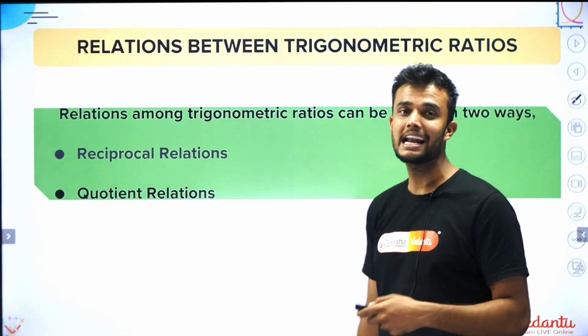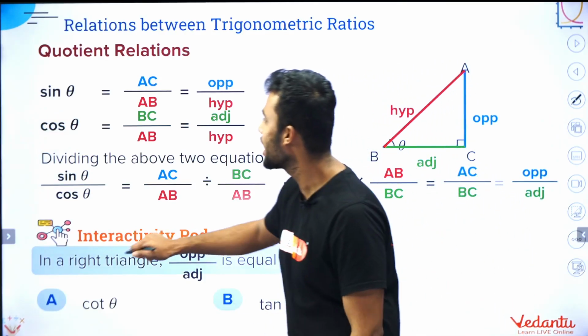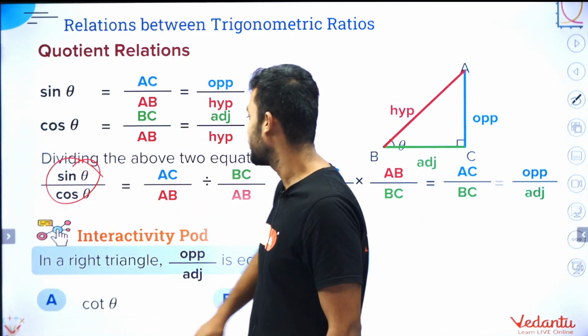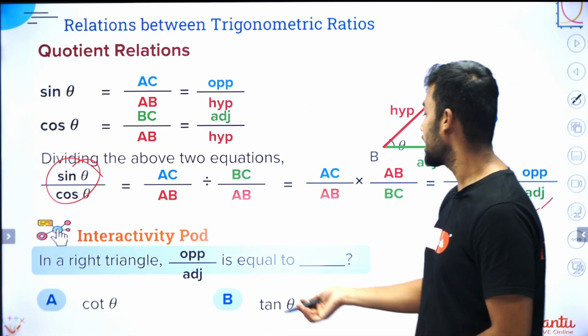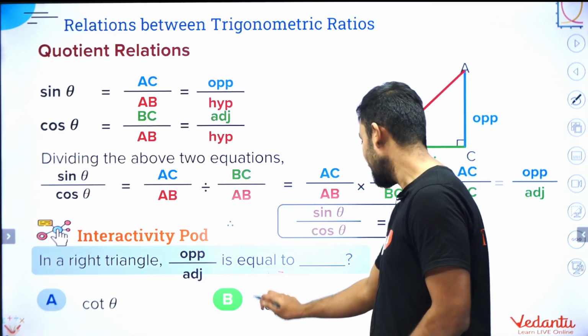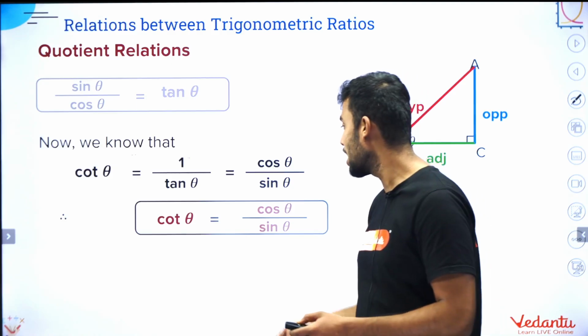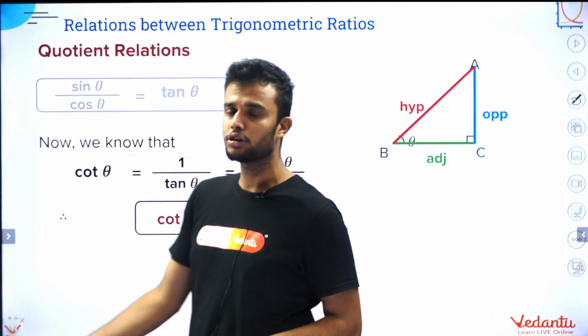Then the quotient relations. What is the tan theta value? Sin theta by cos theta becomes tan theta. Similarly, it is opposite by adjacent, which is tan theta. If we reverse that, we can easily get cot theta. Cot theta is cos theta by sin theta.